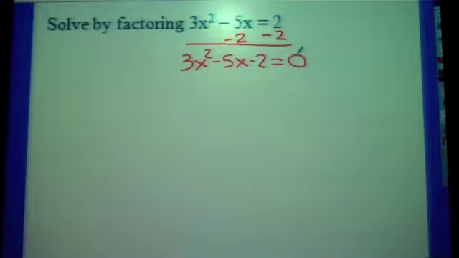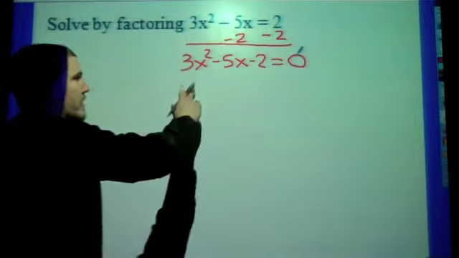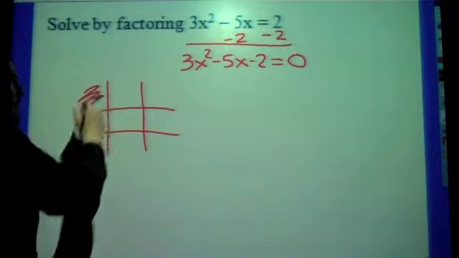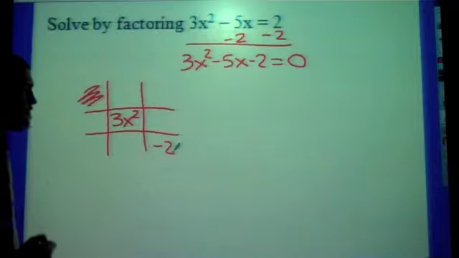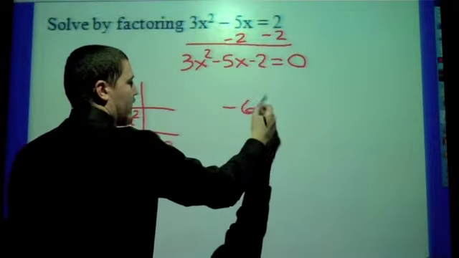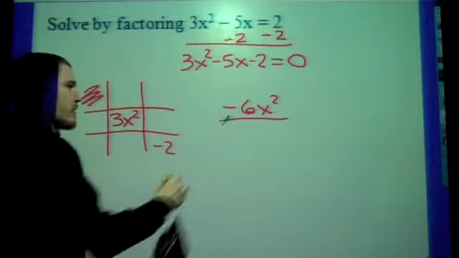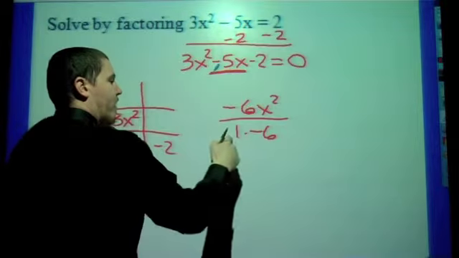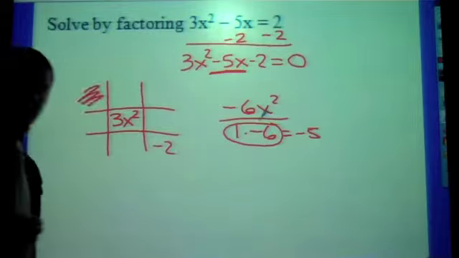So now that my problem equals 0, I can look at it. It's not a special situation. There's no GCF, so that means tic-tac-toe. So 3x squared, negative 2. Multiply them. 3x squared times negative 2, negative 6x squared. List factors that multiply to negative 6. So 1 times negative 6, adding to negative 5. 1 plus negative 6 equals negative 5. So there are my factors. Don't have to list very many.